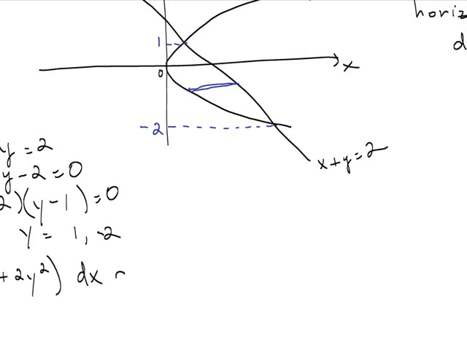Horizontally simple, so dx dy. Can somebody tell me what are the y limits? Very good. Negative 2 to 1. So that goes on the outside. Now the x limits. Remember, we are going left to right because it's horizontally simple. Which curve is on the left in the region? So you go y squared is at the bottom, and on the right would be the line 2 minus y. Very good. Wonderful.